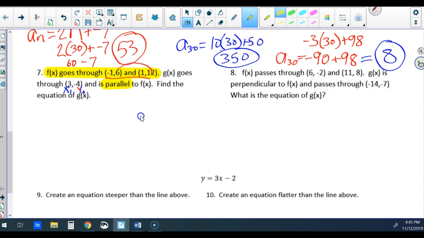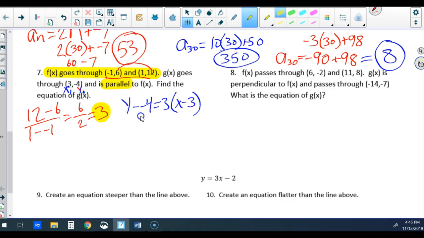Well, the slope of that line, I use a slope formula. 12 minus 6 over 1 minus negative 1 would be 6 over 2, which is 3. So, same slope of 3. Then after that, it's just point slope formula. Y minus negative 4 equals 3 times x minus 3. Y plus 4, minus negative changes to plus, equals, and we're going to distribute, 3x minus 9. I want the y by itself, so subtract 4. Y equals 3x minus 13.